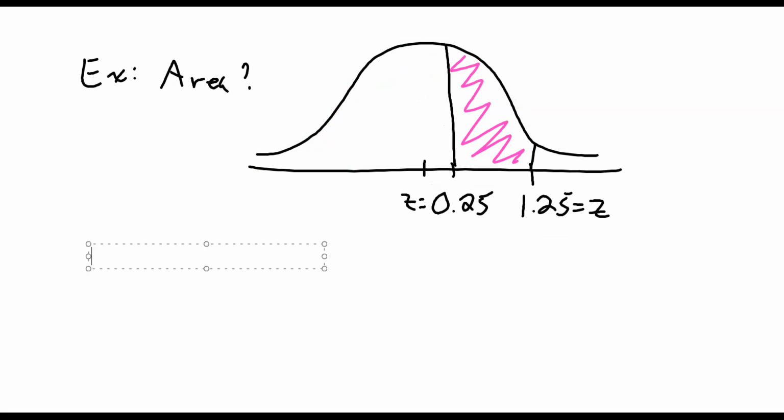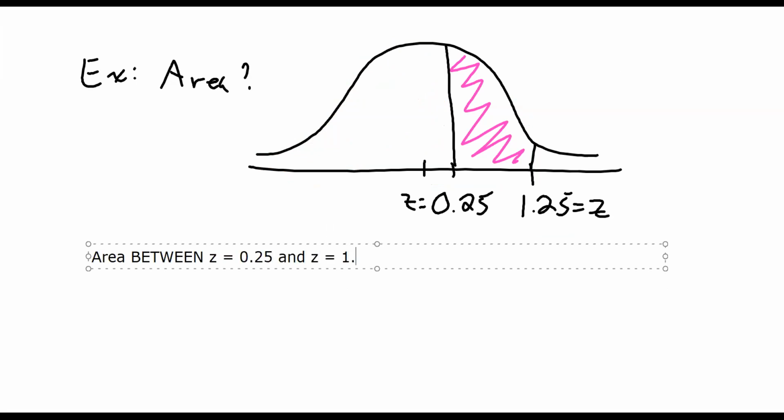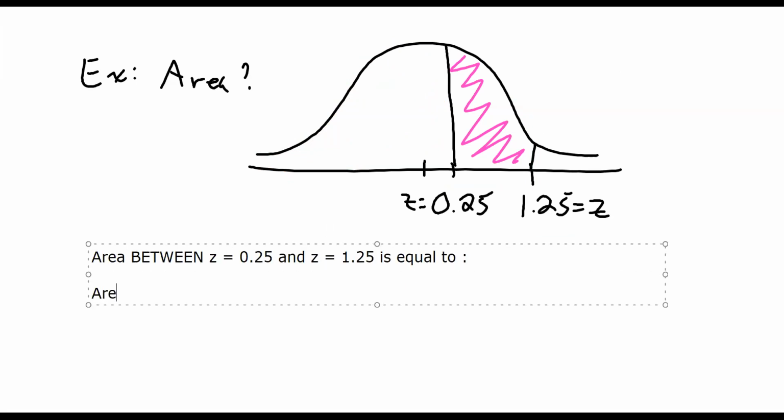I'm going to try to type this. Area between z equals 0.25 and z equals 1.25 is equal to the area to the left of z equals 1.25 minus the area to the left of z equals 0.25. Both of those left areas are things that our chart can tell us. So to find the area between, you look up the two areas and subtract them. So let's look them up, shall we?